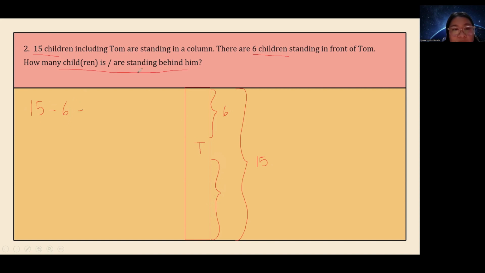And of course, since we are only looking at the children behind him, we also need to subtract Tom from the number. So Tom is just 1. So 15 minus 6 minus 1, that gives us 8. So the correct answer for this question is 8. So very easy also. Now let's go over number 3.